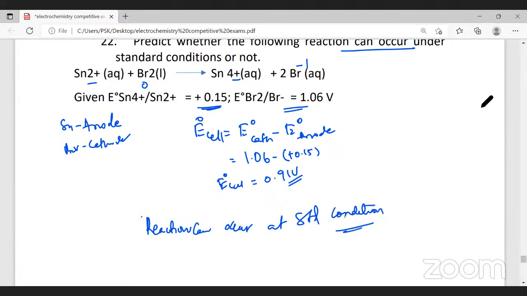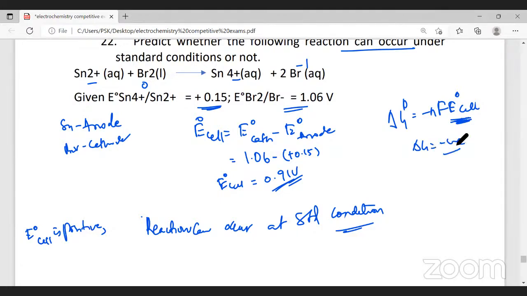What is the relation between free energy change and electrode potential? Delta G naught is equal to minus nF E naught of cell. Now E naught of cell is positive here. When E naught of cell is positive, what happens to delta G? Delta G becomes negative.